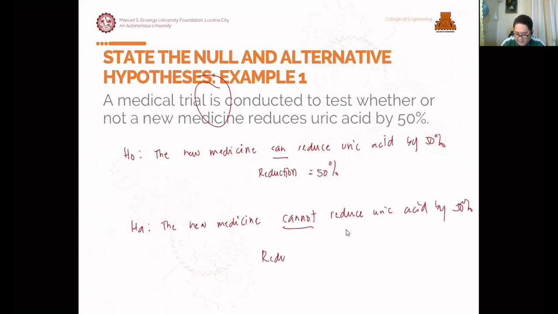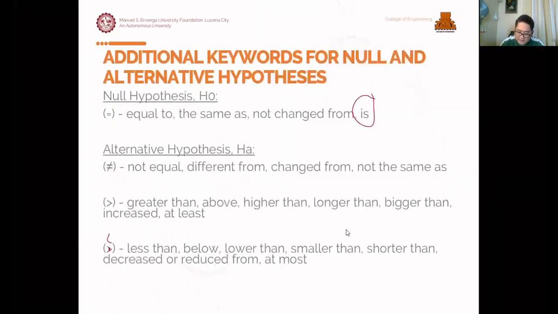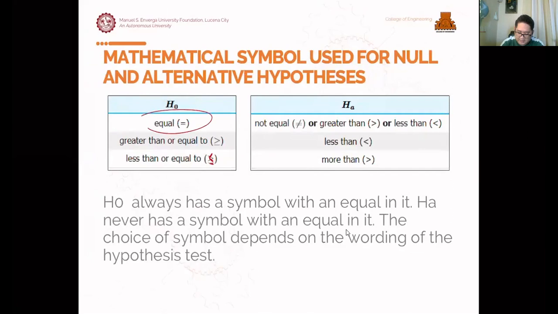yung reduction natin, so anong kabaliktaran ng equal? Pwedeng not equal 50%. Okay? Or pwedeng reduction natin is less than 50%. Okay? So, kinontradict natin. So, again, yung contradiction natin galing dito. So, equal siya. So, contradiction natin, not equal, greater than, or less than.